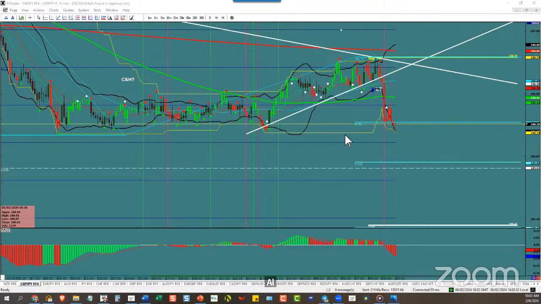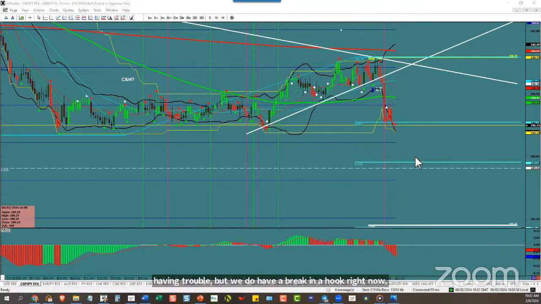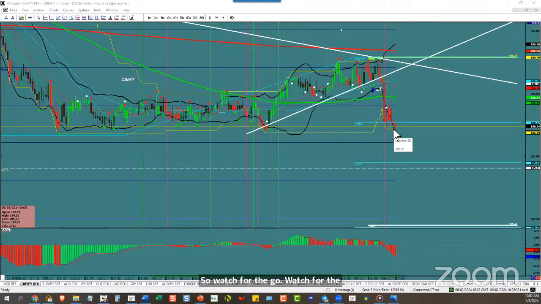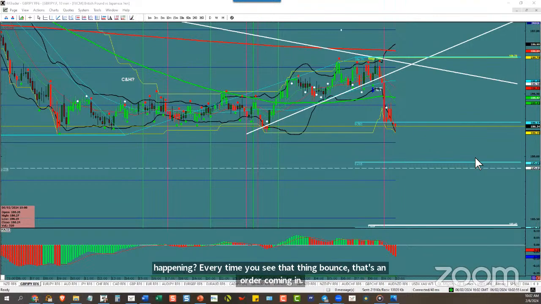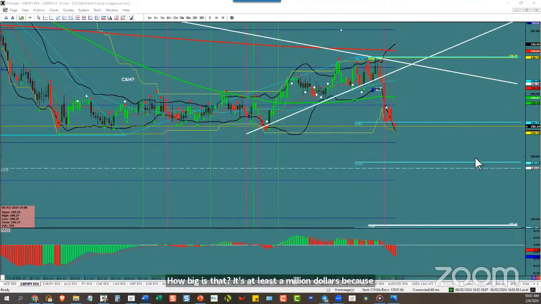All right, we're seeing if this GJ will break. It's sure having trouble, but we do have a break and a hook right now. So watch for the go. Watch for the go. All right, the first candle went hooked down. This one hooked back up to the support. So it's enter when ready. All right. Am I in a hurry to jump in this? No. Is there a lot happening? Every time you see that thing bounce, that's an order coming in. How big is that? It's at least $1 million because the minimum trade on the interbank market is $1 million.